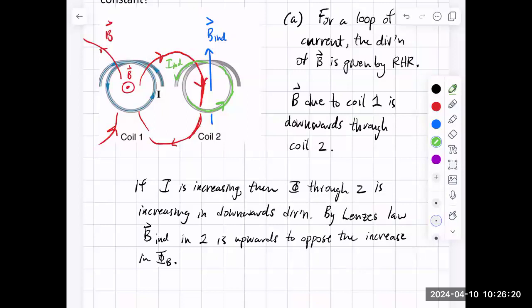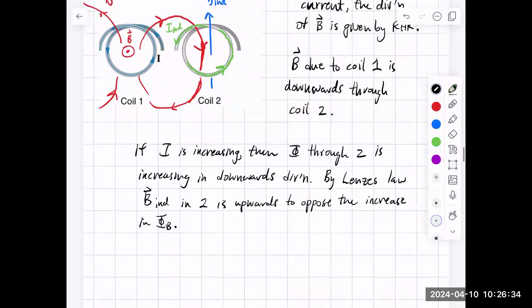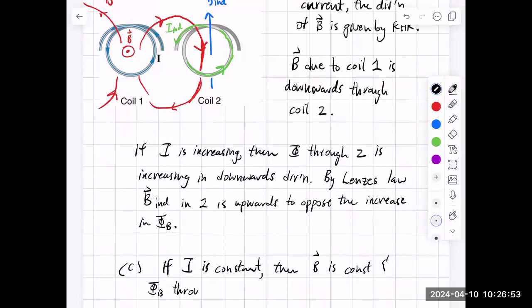For part C, if the current in the first coil is constant, what's happening to the flux through the second coil? Is it increasing, decreasing, or constant? If I is constant, then the magnetic field is constant and the magnetic flux through 2 is constant.